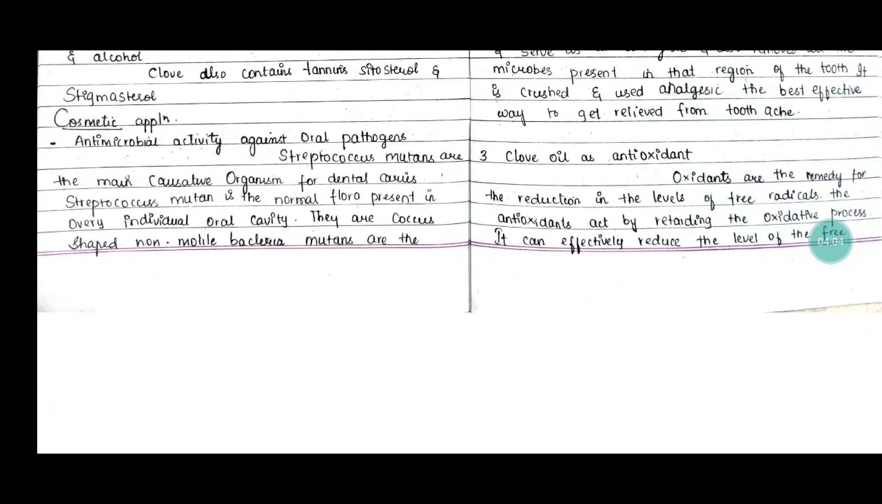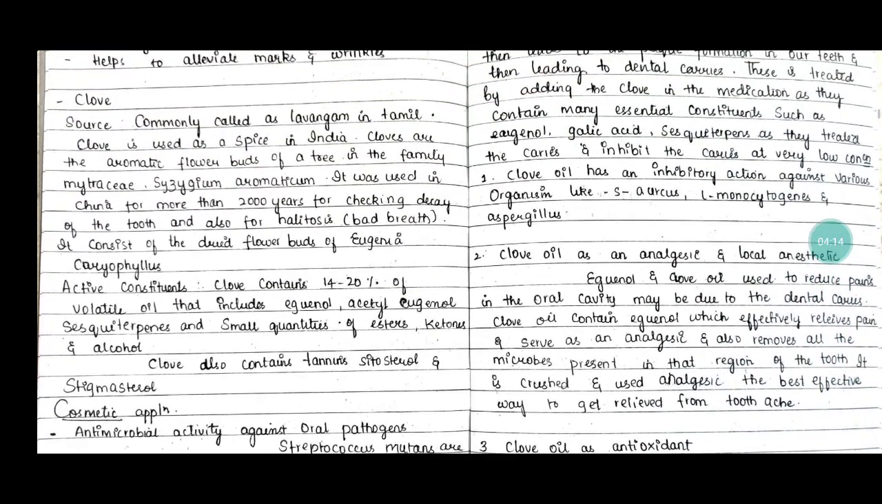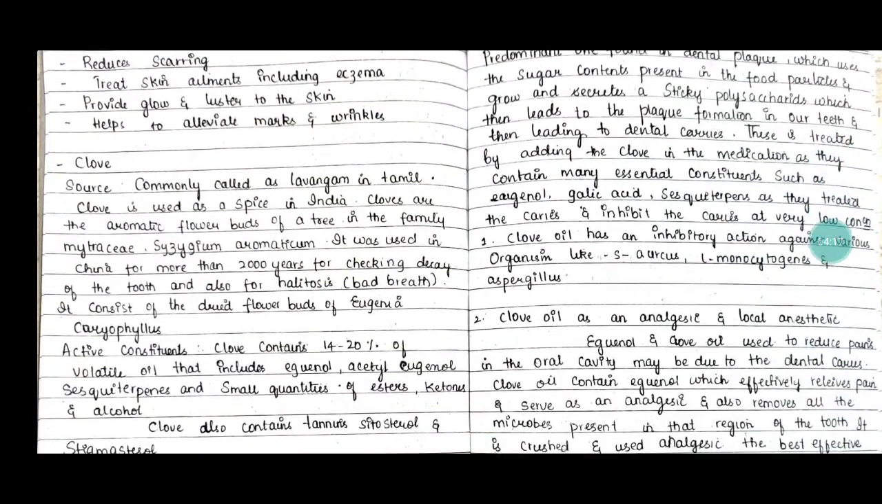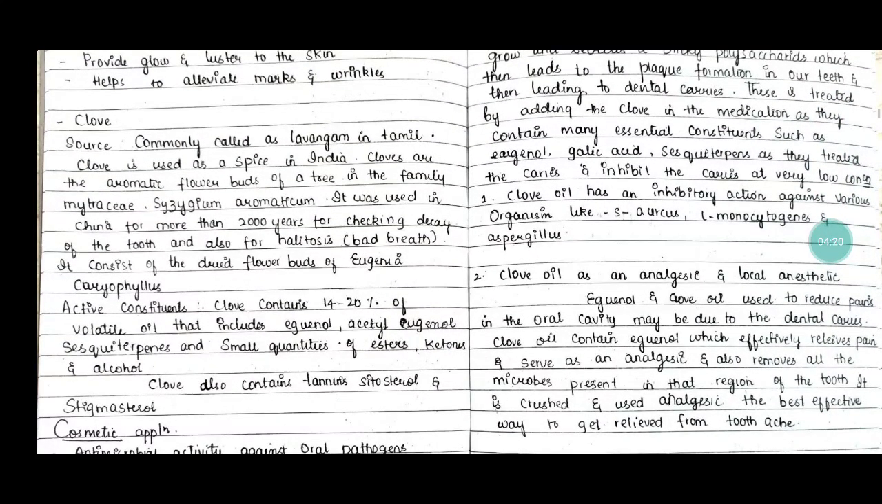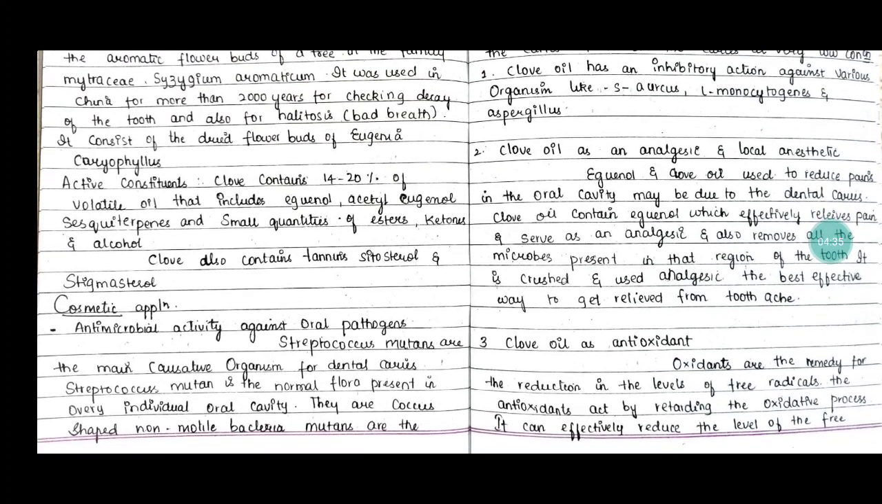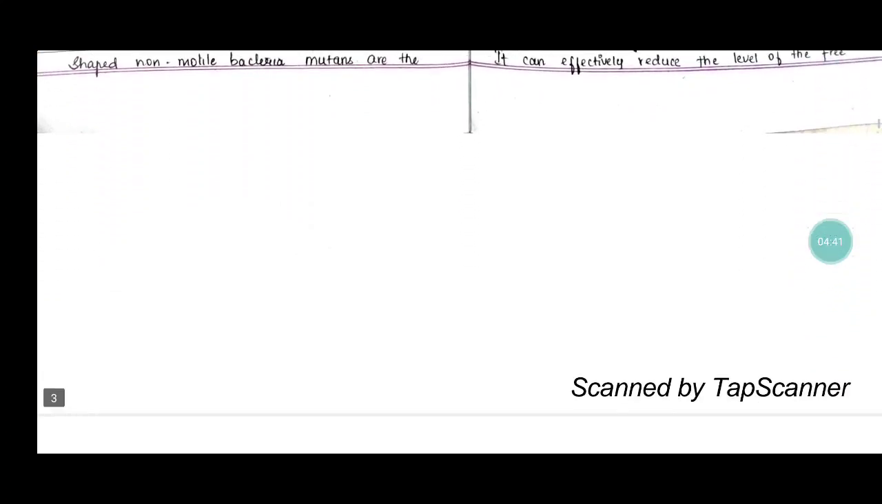The cosmetic applications of clove: it has antimicrobial activity against oral pathogens, and clove oil has an inhibitory action against various organisms like S. aureus, L. monocytogenes and Aspergillus. Clove oil is also an analgesic and local anesthetic, and is used as an antioxidant.